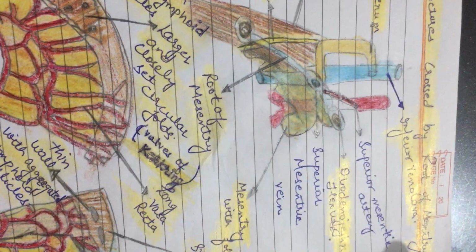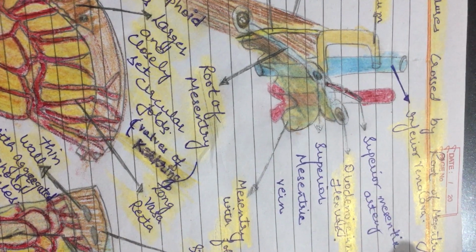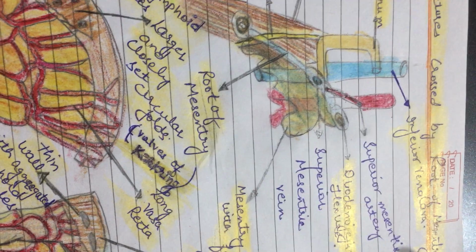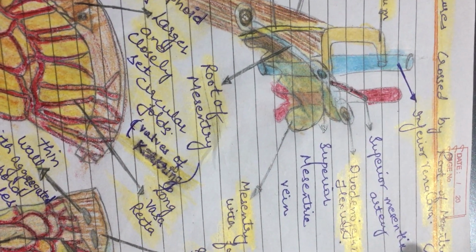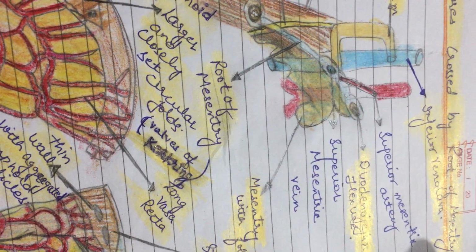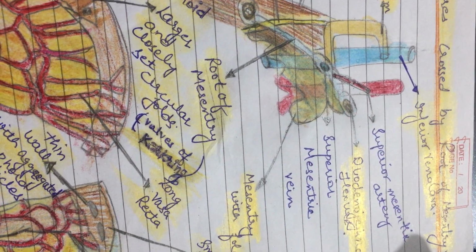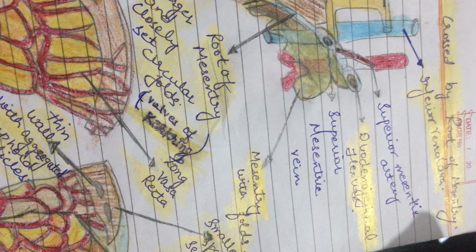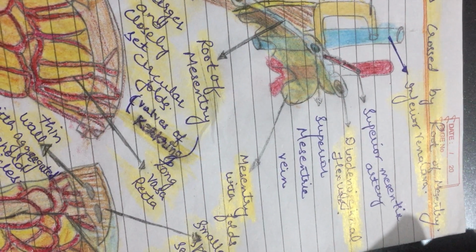Then we have the villi and microvilli, right? So these factors add up to the increased area. Number one is the length of the intestine, the second one is these circular folds, the folds of Kerckring or plica circularis, and the third one is villi and microvilli.